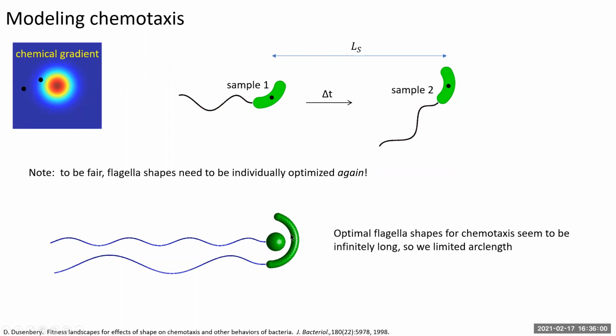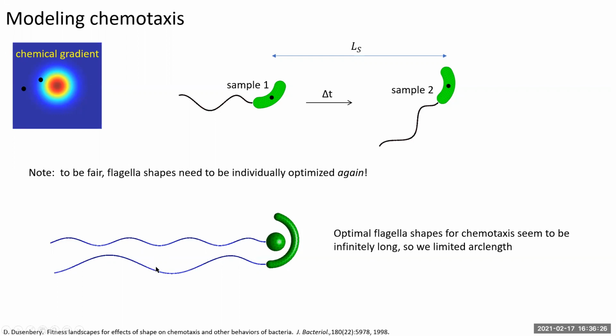Now it turns out that as you make your tail longer and longer, you just get better at chemotaxis, because you can swim straighter and straighter, or straighter for longer. Even if you swim really slowly, it doesn't matter, because you swim straighter for longer, and that wins. So what we had to do is cut off the max tail length at some reasonable value that you see for real bacteria, and then we optimized within that.